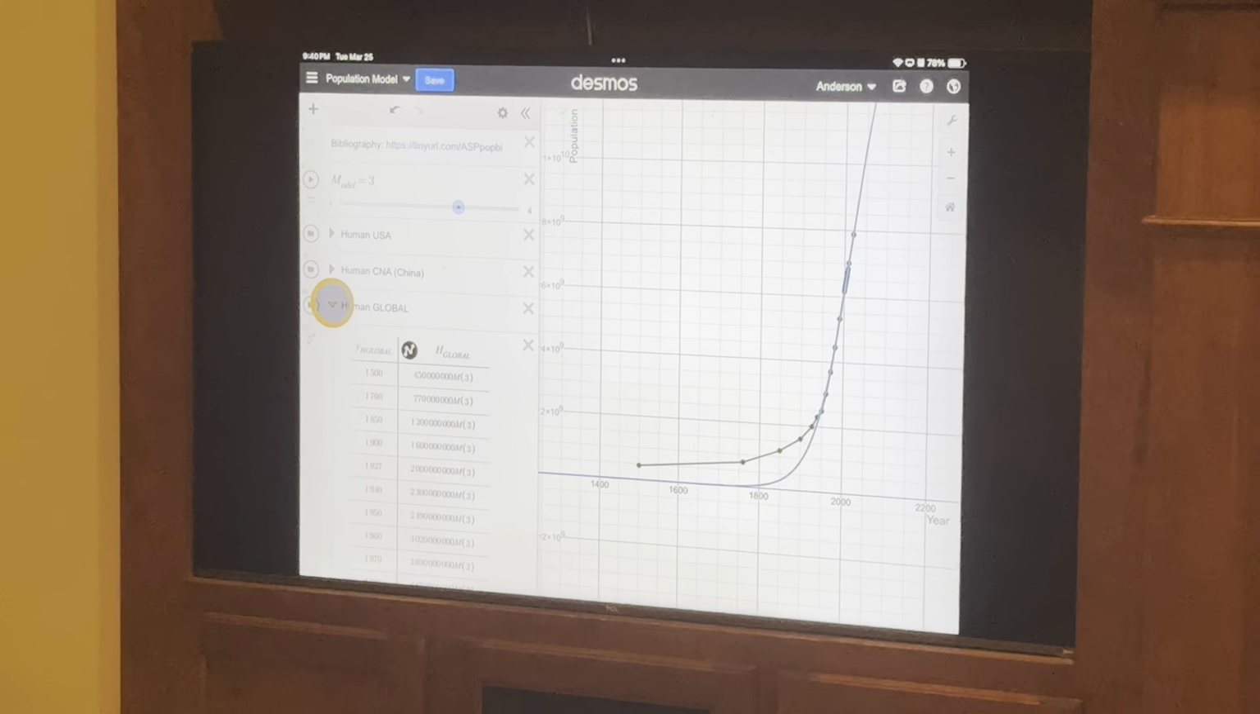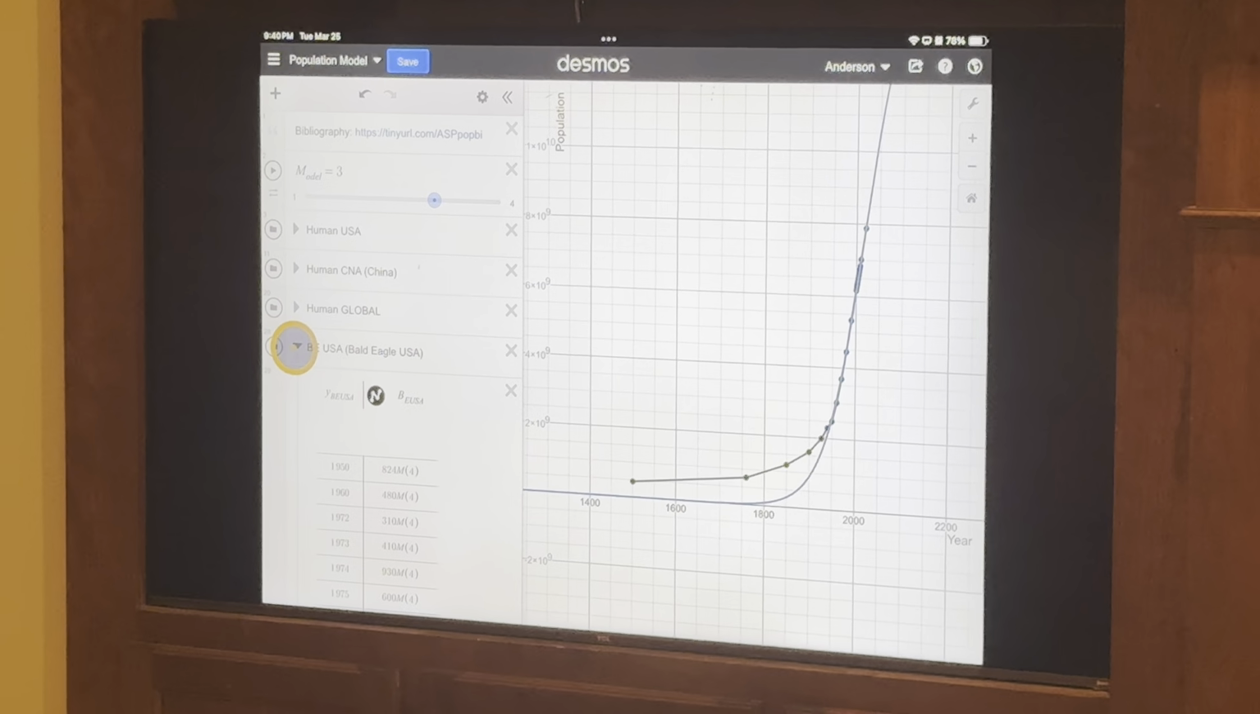Oh. This mouse glitched for some reason. Okay.